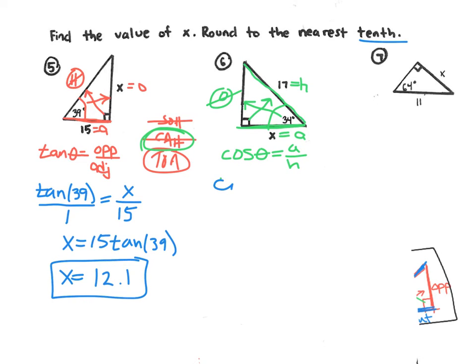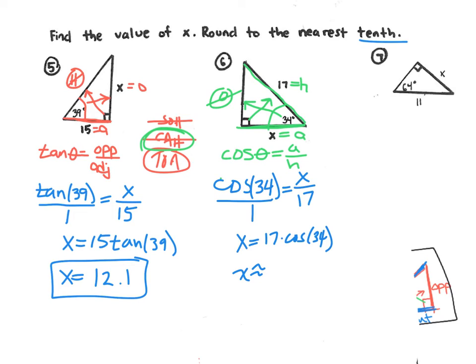Let's set up our equation. Cosine 34 degrees is A over H. So I'll cross multiply again. And you should get, actually, since I rounded the last time, I should say approximately. I didn't do that, so we'll do it this time. And I should get approximately 14.1. Okay, see if you can do the last one on your own.